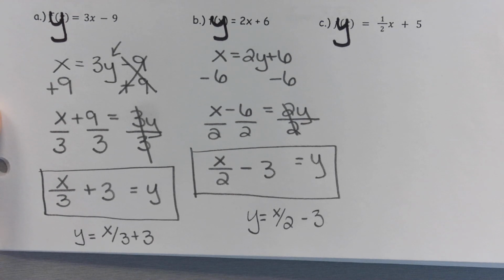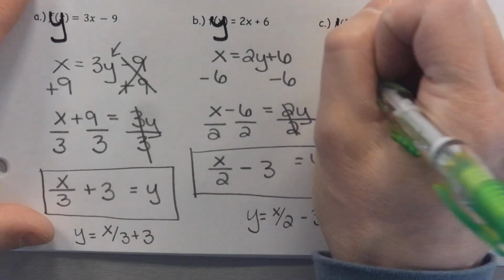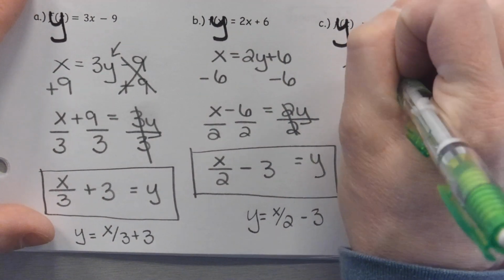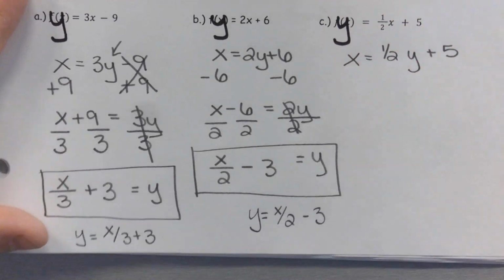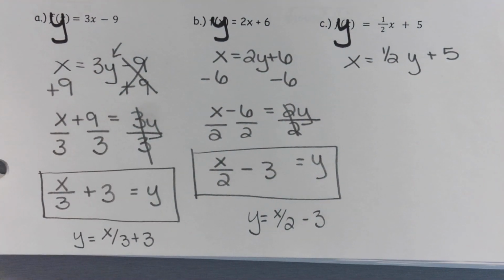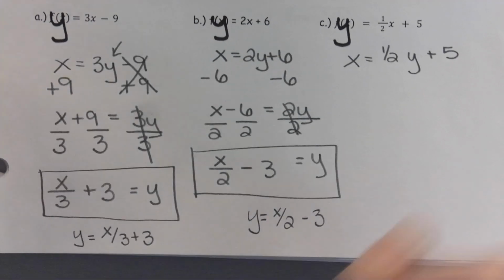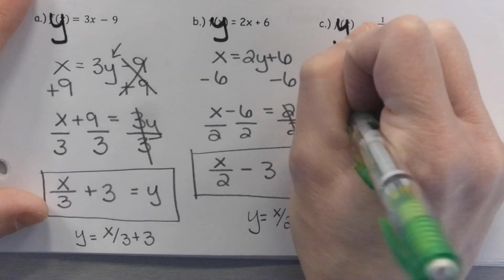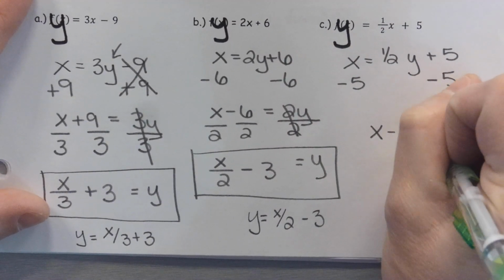Okay, the next one's just a little bit different, but not much. It's our last example already. Look how fast. Okay. X equals 1/2 y plus 5. All right, so I switched my x and y. Now y wants to be alone. What should I do first? This part's still the same. Yeah, minus the 5. Get rid of the 5. So always get rid of the thing that's being added or subtracted first.